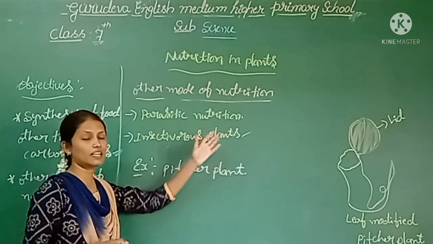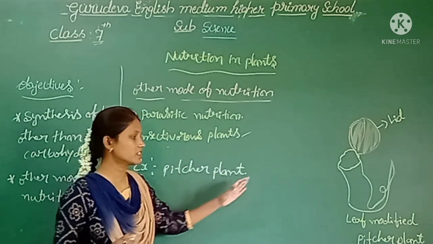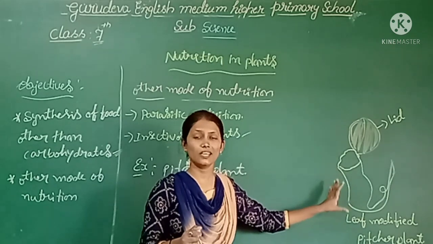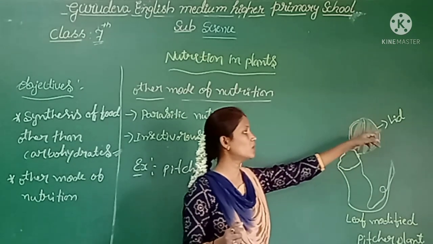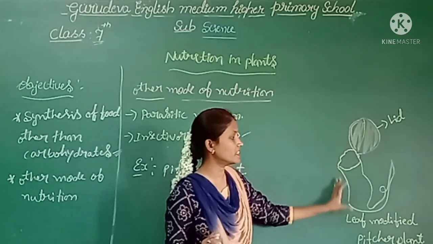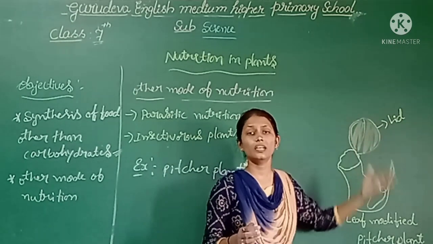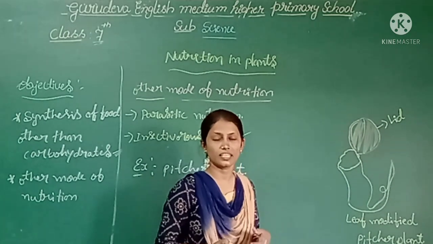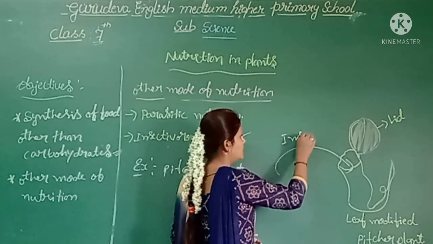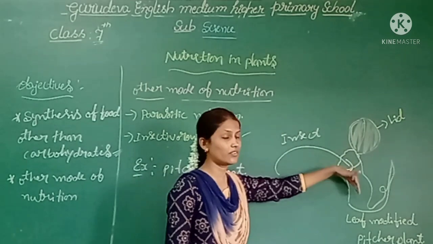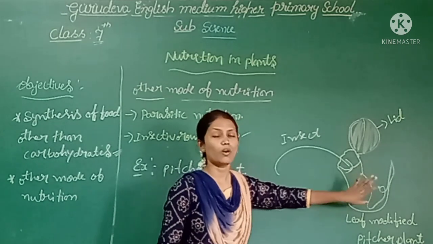Now let us discuss the insectivorous plants. Here only the pitcher plant is given for you. This is the structure of the pitcher plant. Here the leaf is modified into a pitcher, and the apex of the leaf is converted into a lid, with a jug-like structure present. Then how do insectivorous plants eat the insects? It is very simple. If any insect enters the leaf, immediately the lid will be closed. When the lid is closed, what happens?